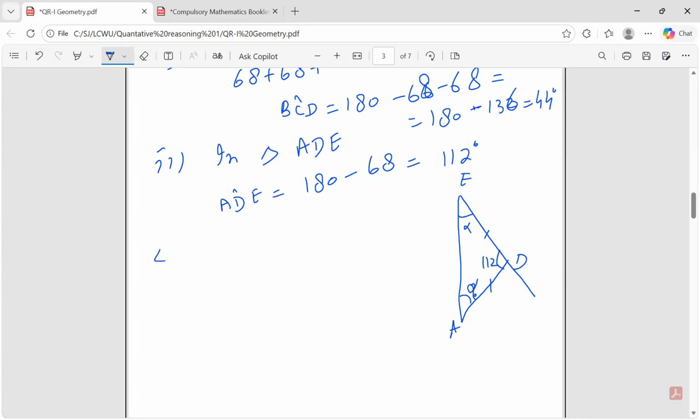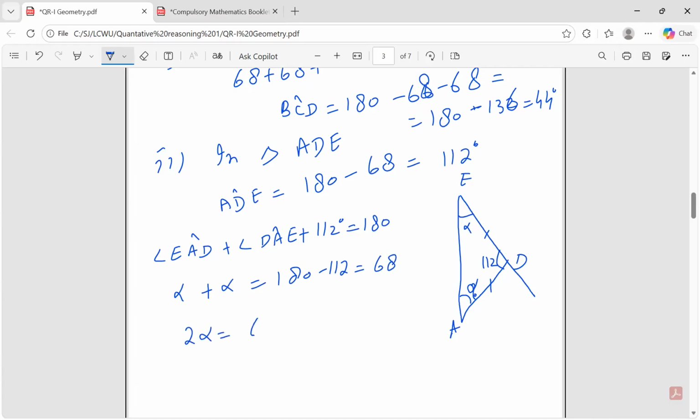Now angle EAD plus angle DAE plus 112 degrees is equal to 180. These two angles are equal. We have taken it as alpha plus alpha is equal to 180 minus 112. If you subtract 112 from 180, you will have 68. So 2 times alpha is equal to 68.